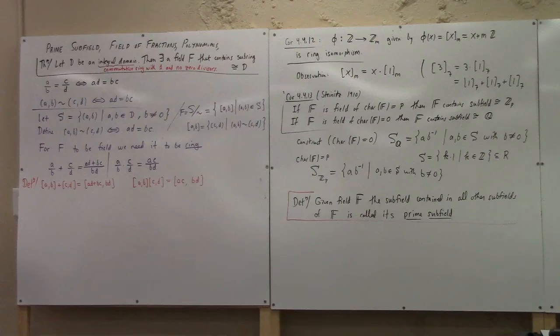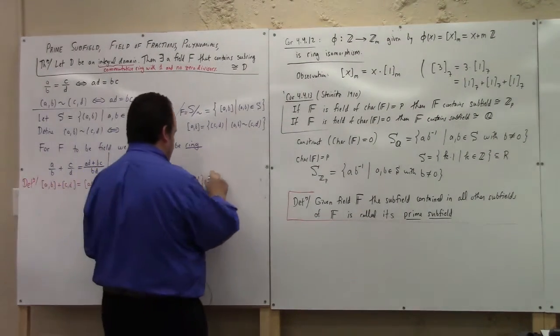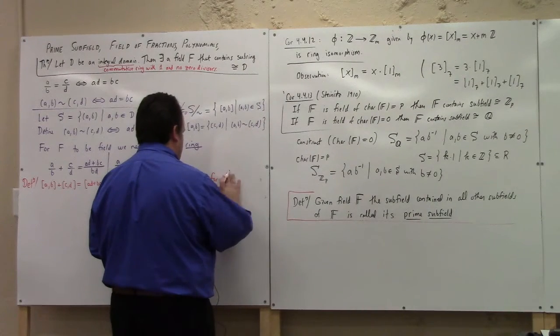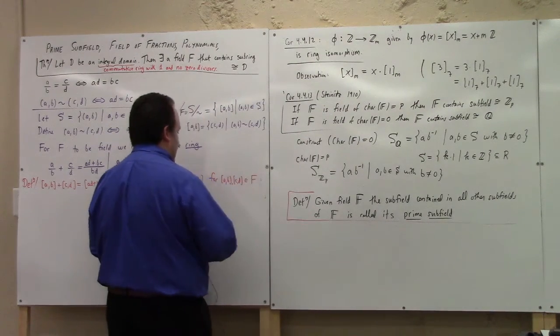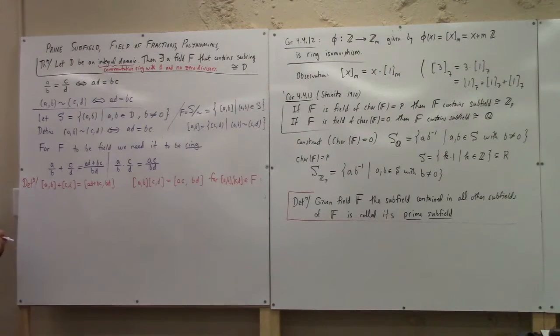Now, this is for what? We're defining this for A comma B, C comma D, and F, right? But here, what is F? F is a set of equivalence classes. So anytime you make a definition for a set where the label of the elements are not unique, you have to check that your rule is not dependent on that labeling, right? We have to check that these operations are well defined.